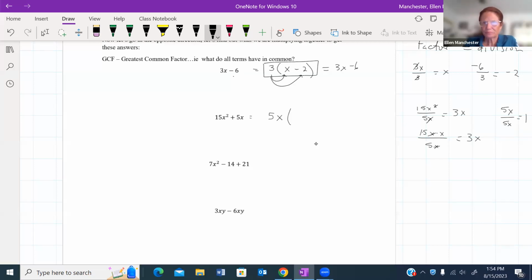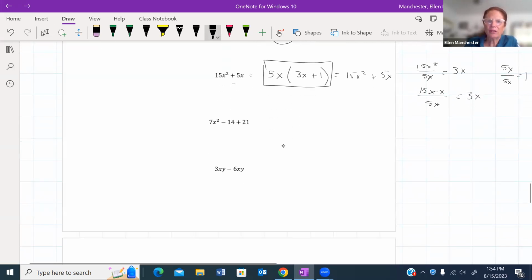So 15x squared divided by 5x is 3x. 5x divided by 5x is just 1. Can I double check? 5x times 3x is 15x squared. 5x times 1 is 5x. So these are the factors of 15x squared plus 5x. Okay.